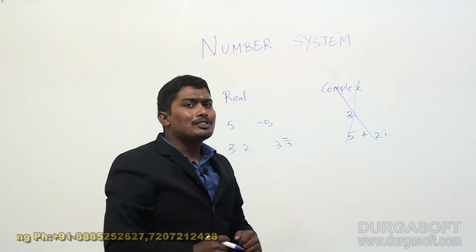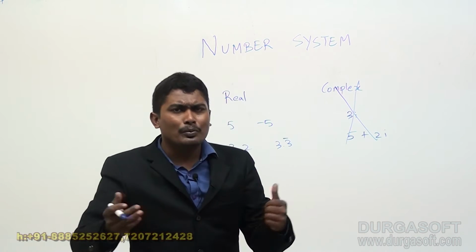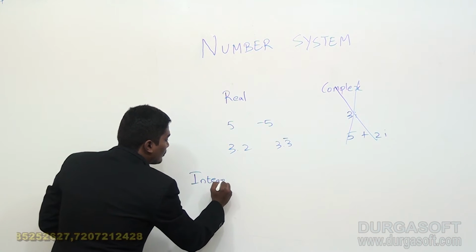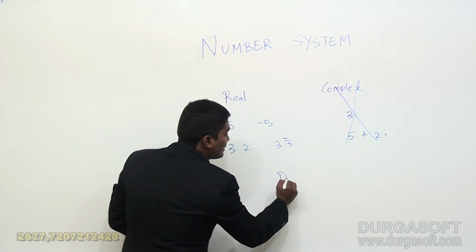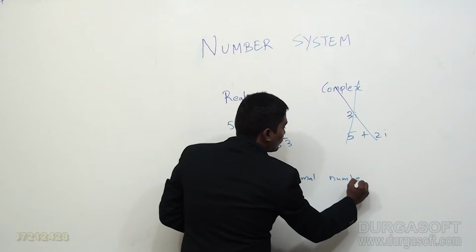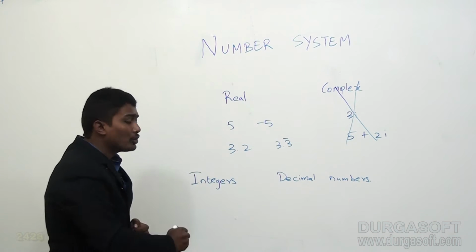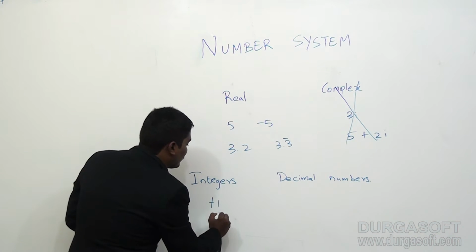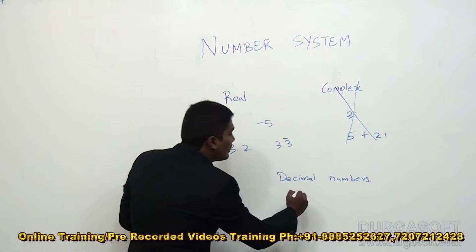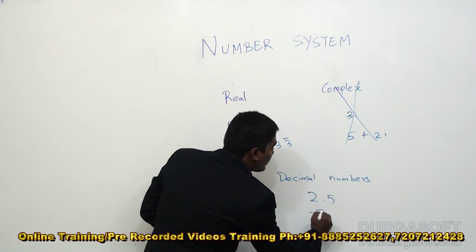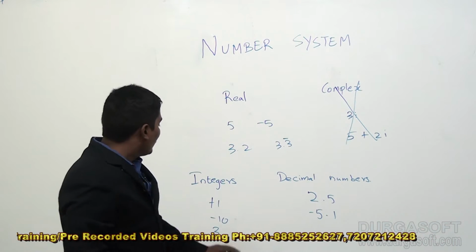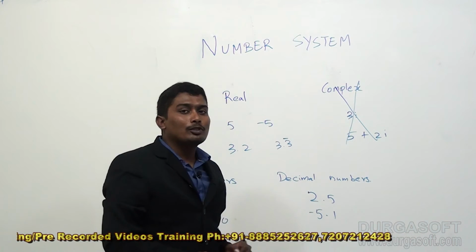So real numbers can be classified in many ways, like integers and decimal numbers. By integers, it may be positive or negative integer. It could be plus 1, minus 10, 3. So this will be integers. Decimal numbers, it could be 2.5, minus 5.1 and etc. So these are called decimal numbers and these are called integers. The integers may be positive or negative, same way decimal numbers also might be positive or negative.